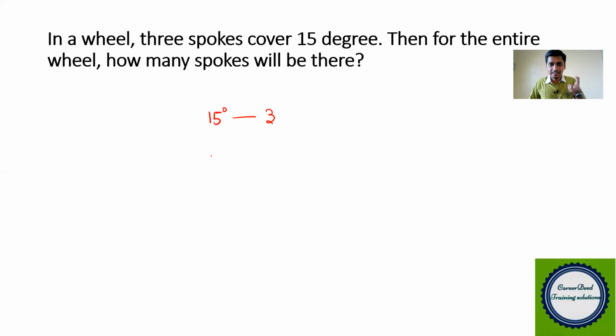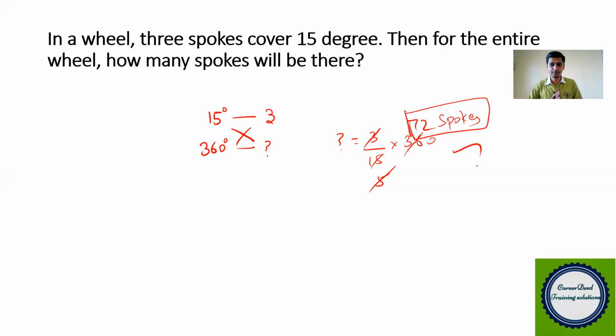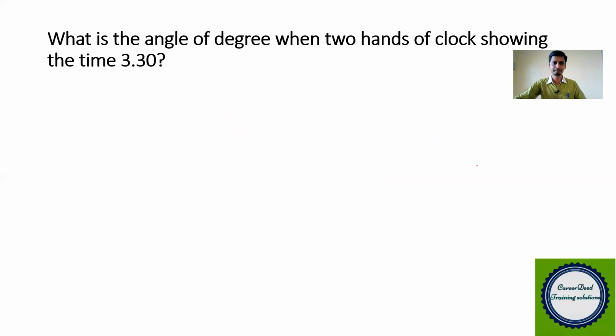So total number of spokes means that is equivalent to 360 degrees. Right, you have to find in 360 degrees how many spokes will be there. So that is the question mark. Now cross multiply. This is the direct unitary method. So if you cross multiply, you will get the answer. So question mark equals 3 by 15 into 360. Now solve it. 15 times 24 is 360, so you get 3 into 24, which is 72. So 72 spokes will be there in the wheel. So the answer for this question is 72 spokes. It's simple, right? Okay, now moving to next problem.